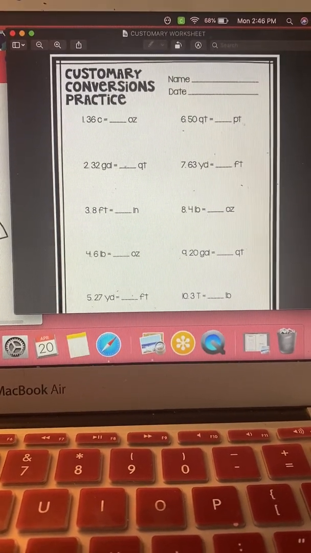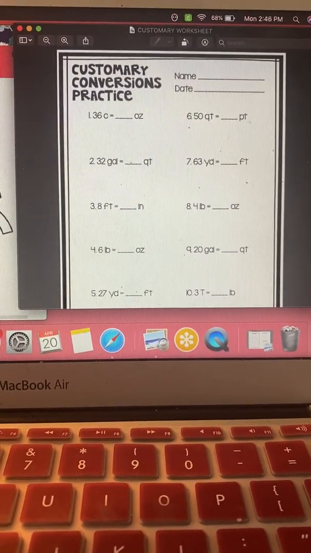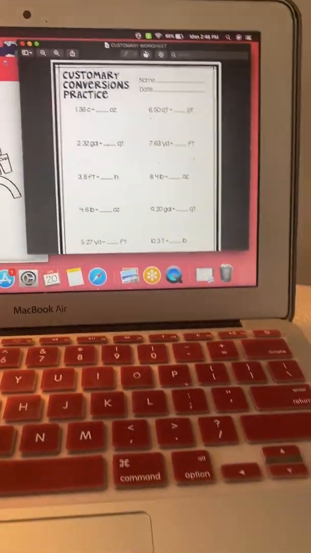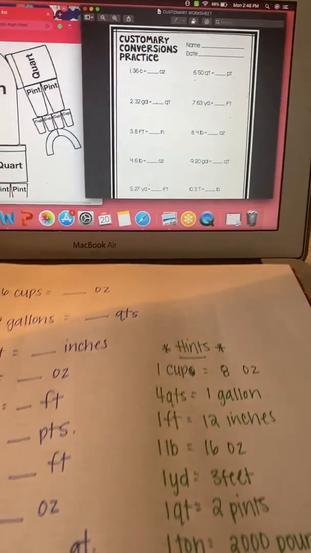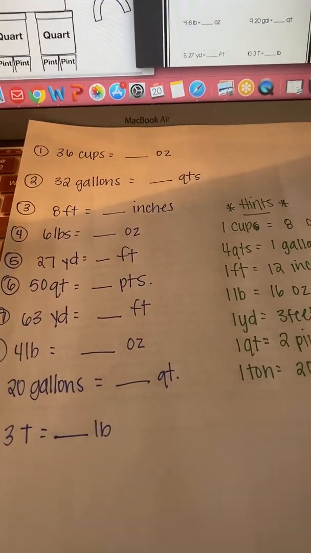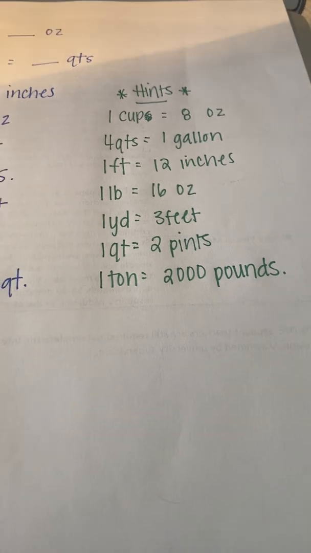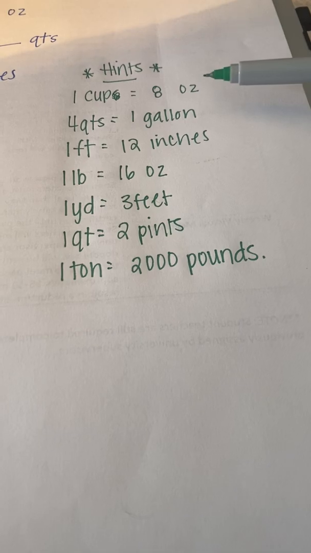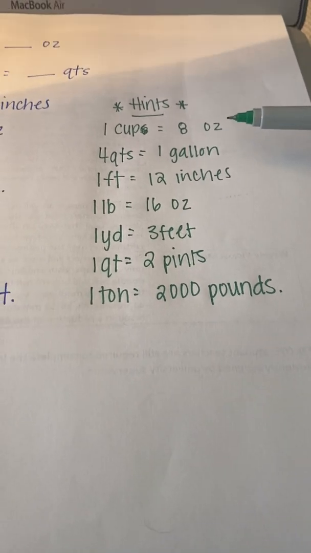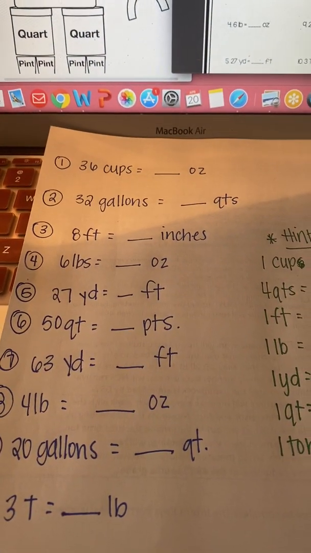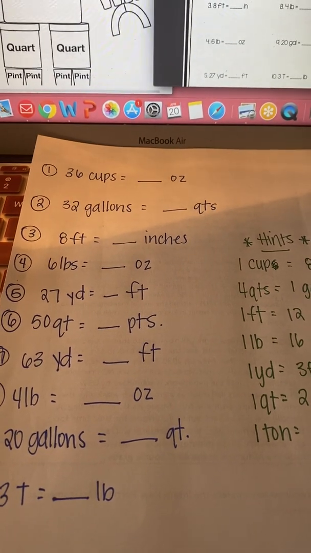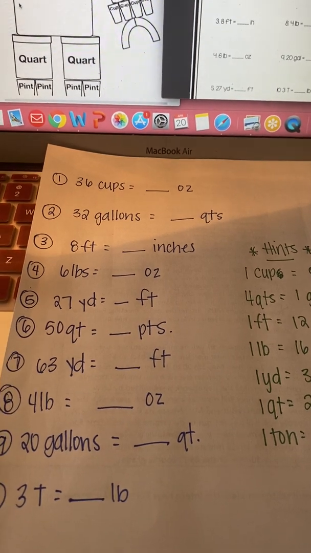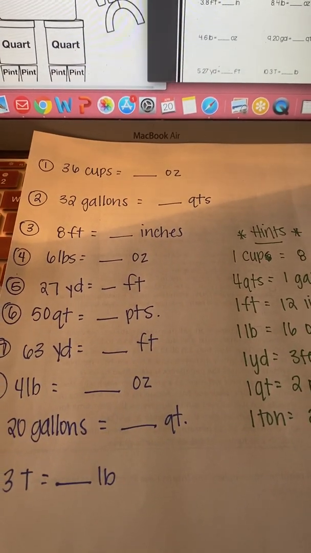So let's look at number 1. We have 36 cups, which equals how many ounces? We're going to practice on each of these, so I have them written down that way I could do it with you. We know that 1 cup equals 8 ounces. So if we have 36 cups, each of those 36 cups has 8 ounces in it. So each is a keyword to multiply.